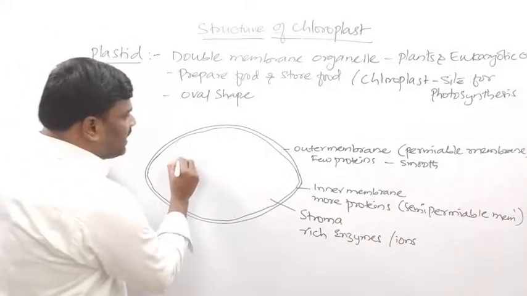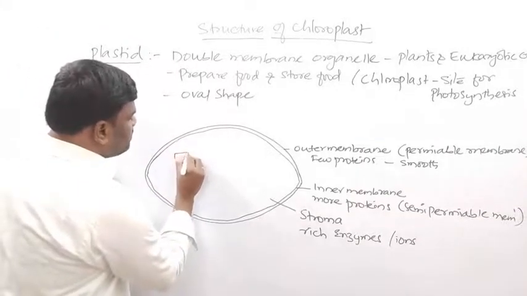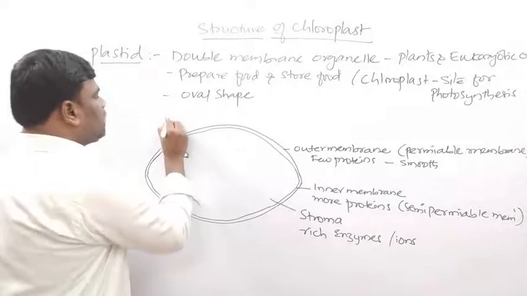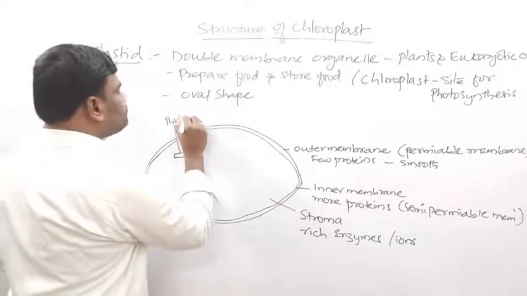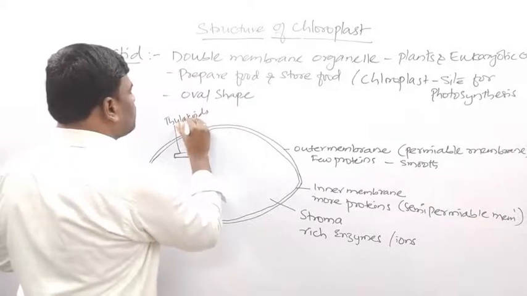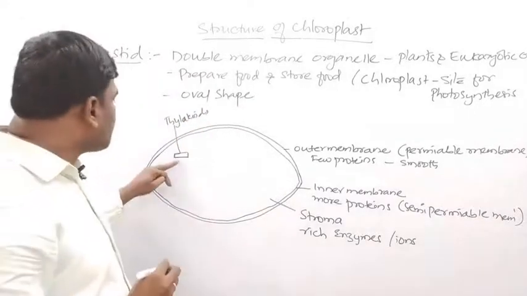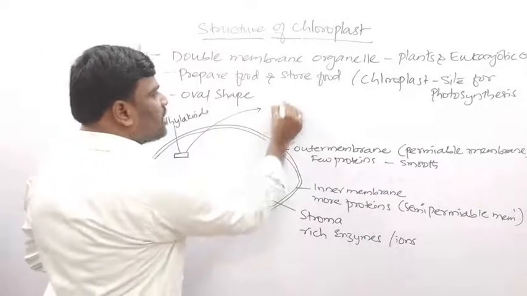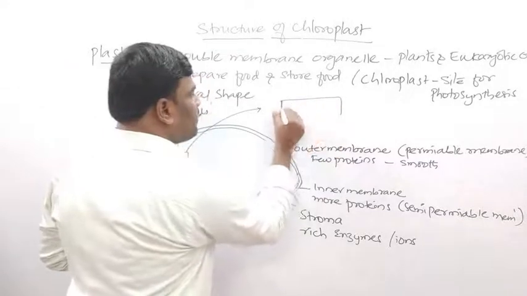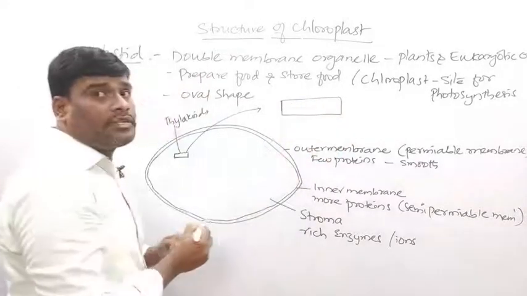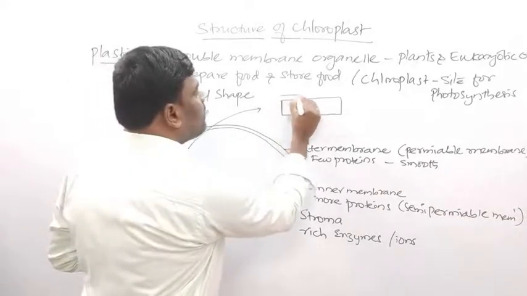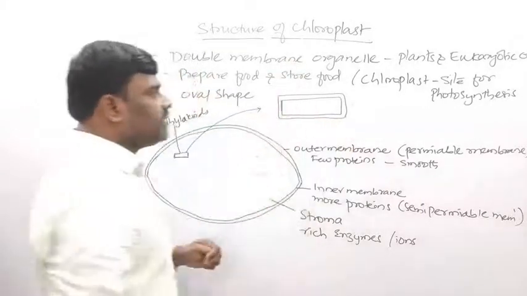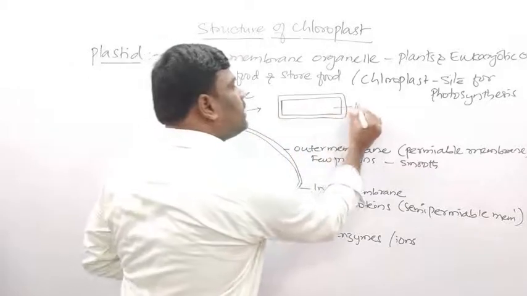There are sac-like structures, children. These sac-like structures we call thylakoids. Thylakoids, children. These are the sac-like structures. If you magnify this and see, what are thylakoids? These thylakoids are also double membrane, right? And the inside part we call the lumen.